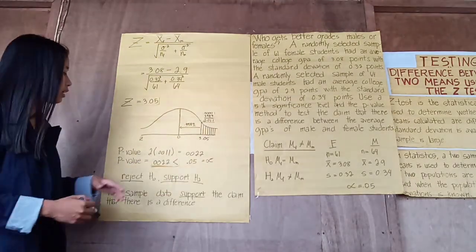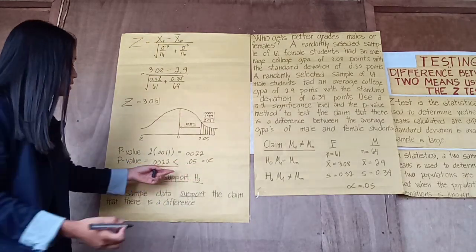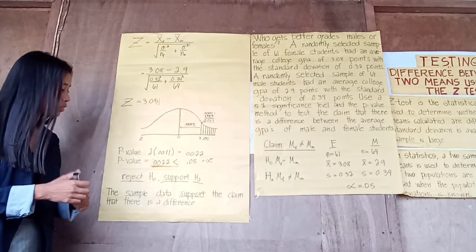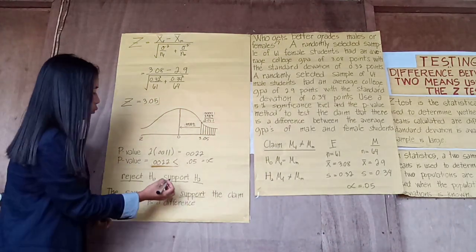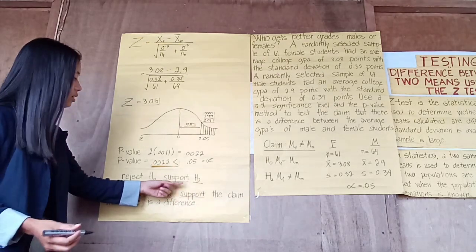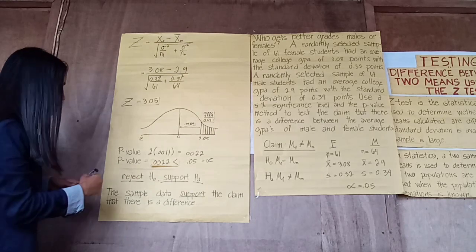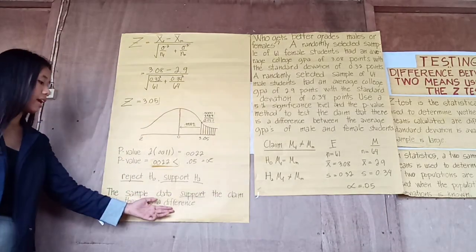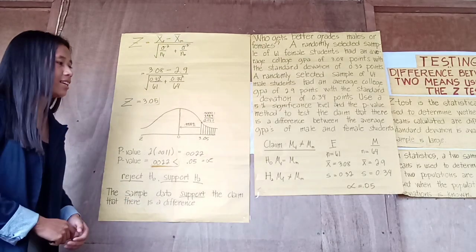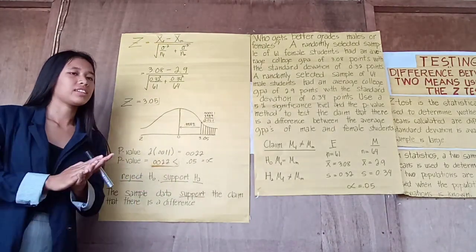And if our alpha or significance level is larger than our p-value, of course, we're not going to use the word support here, but we're going to say the sample data allows the claim that there is a difference. Okay? Nasabtan ka? Good.